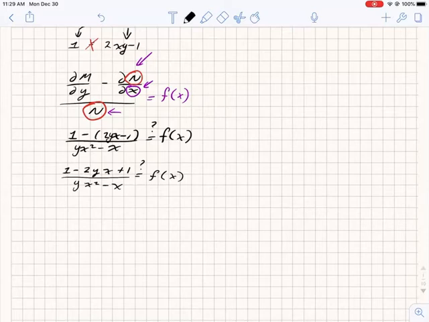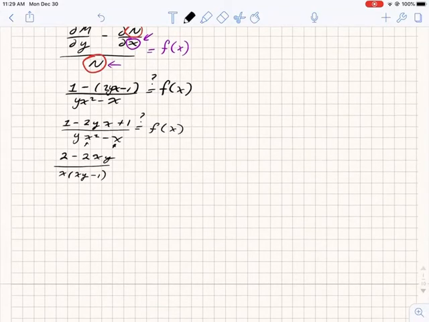There's a couple things that we could do. We're going to simplify the top part by saying 2 minus 2xy, divided by, and we could pull out an x right here, and we're left with xy minus 1. And we could pull out a 2 on the top. And we're left with 1 minus xy over x times (xy minus 1).